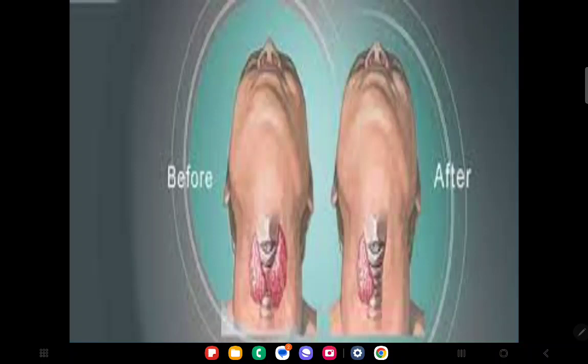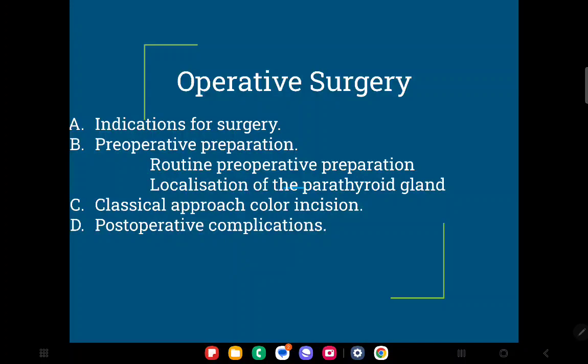If you see the neck, you see the 2 thyroid lobes are there, and on the right side of the photo, you can see one of the lobes is removed with the 2 parathyroid glands, and you can see this is a very wide opening, which is not the classic opening of the surgery.